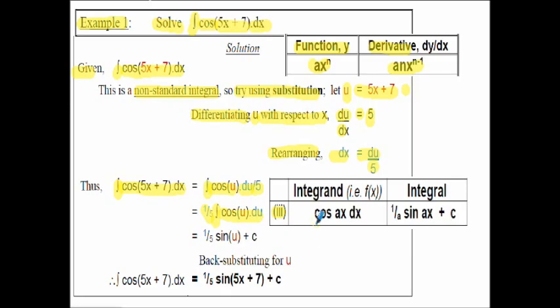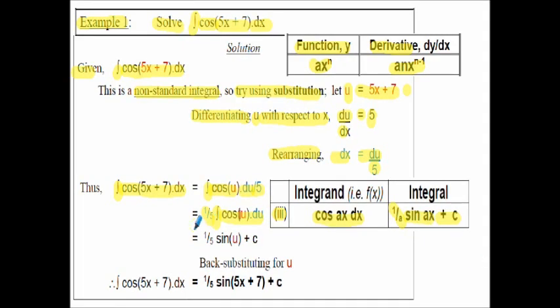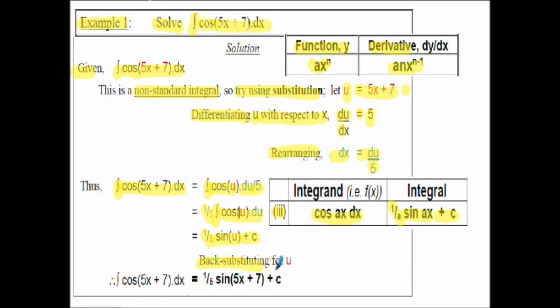Item 3 in our table, the integral of cos ax with respect to x, is replaced with cos of u with respect to u. So we now have our standard solution. That becomes 1 upon a multiplied by the sine of ax plus a constant c. Then integrating, we have 1 upon 5 multiplied by the sine of u plus c, the constant of integration. What we do now is back substitute for u to find our final solution, which is 1 upon 5 multiplied by the sine of 5x plus 7 plus the constant of integration.